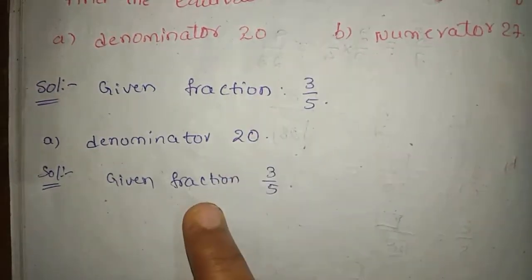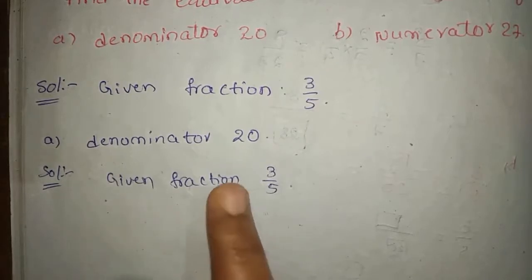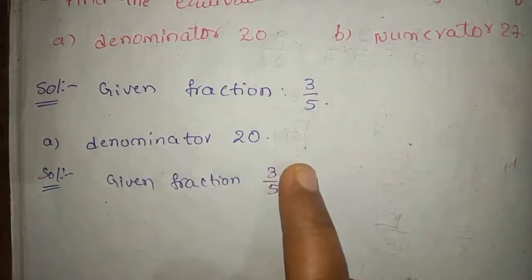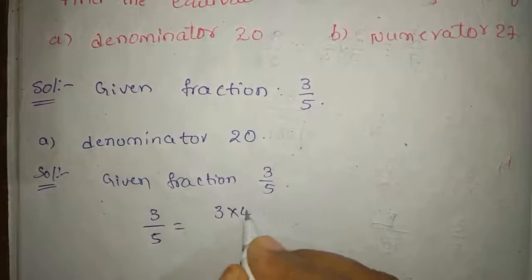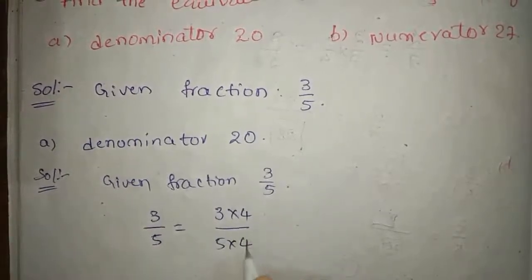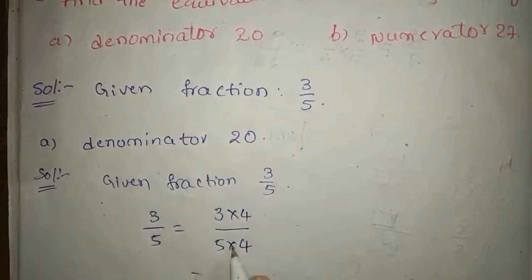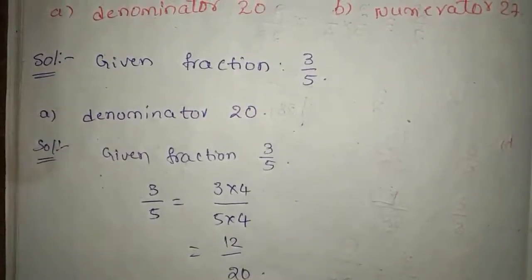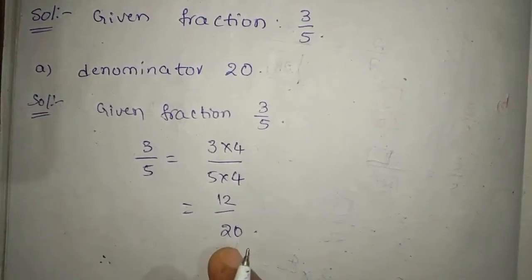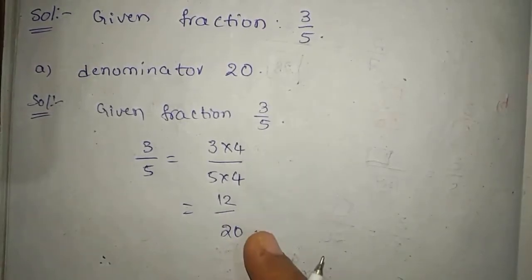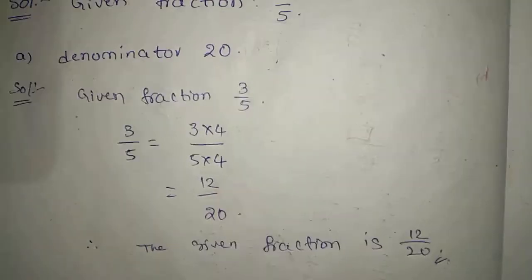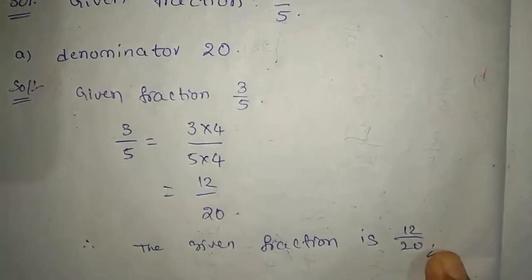So how to get the equivalent fraction of a given fraction? We can multiply both numerator and denominator by the same number. That is 4. 3 into 4 by 5 into 4 is equal to 3 fours are 12 and 5 fours are 20. So the fraction is 12 by 20. When the denominator is 20, we will get the numerator 12.